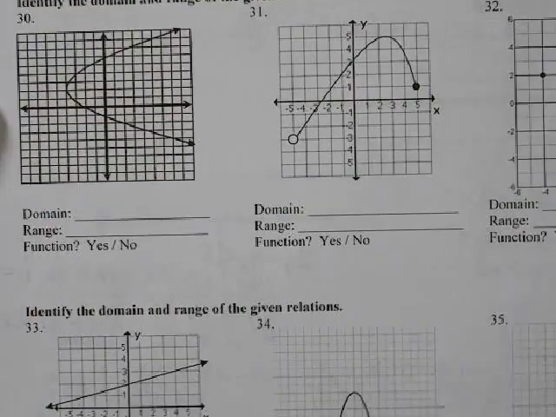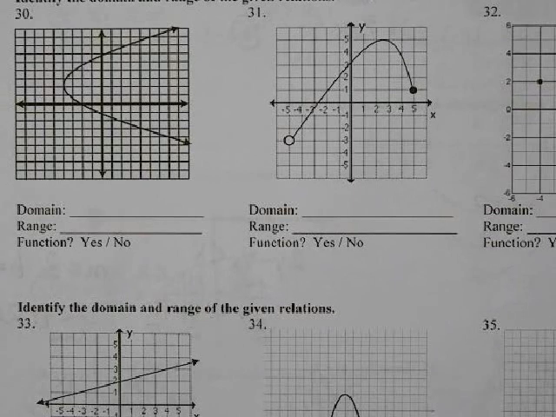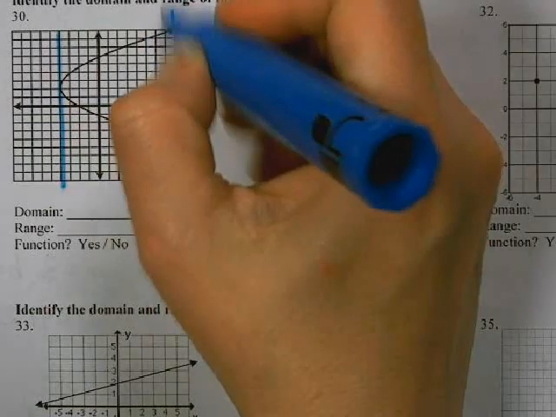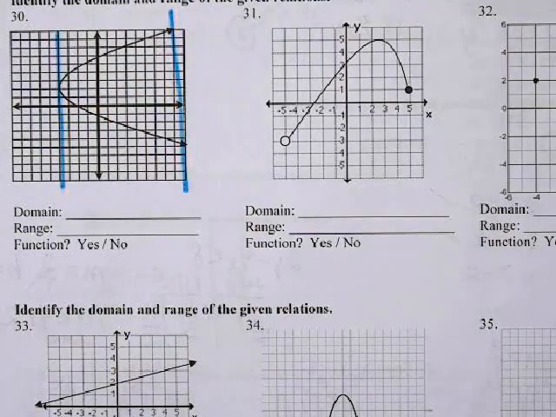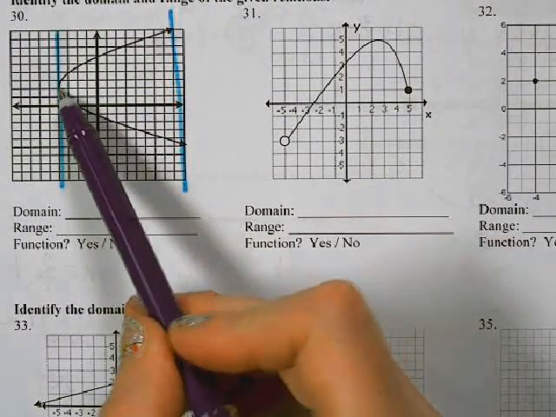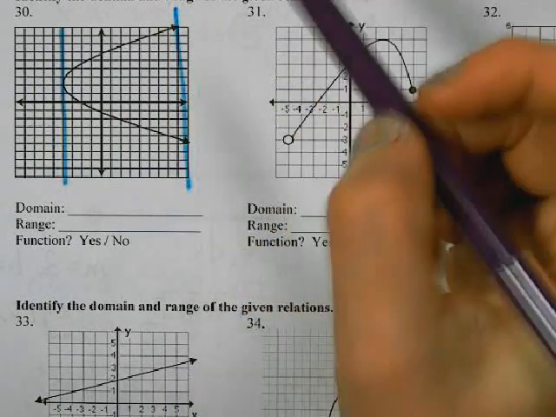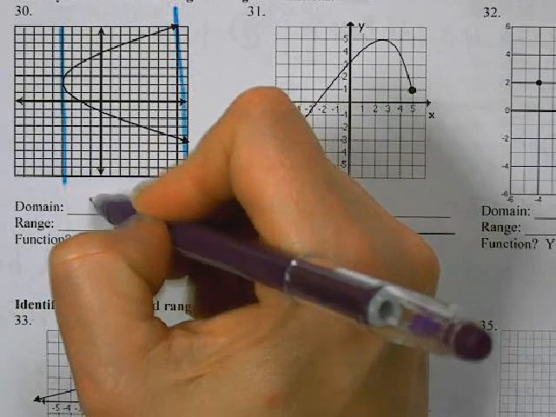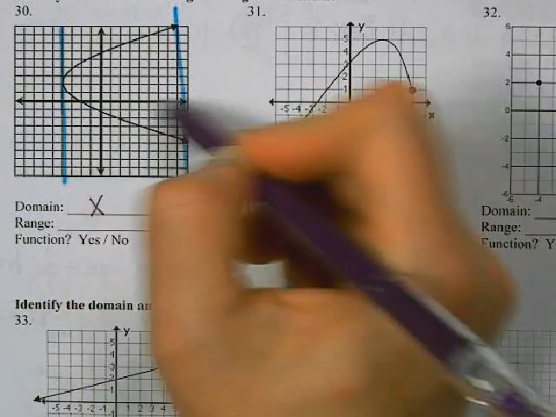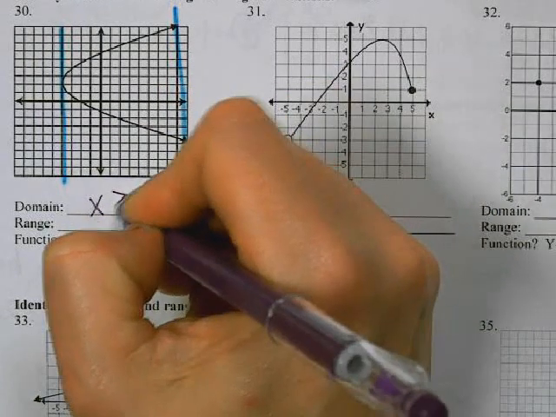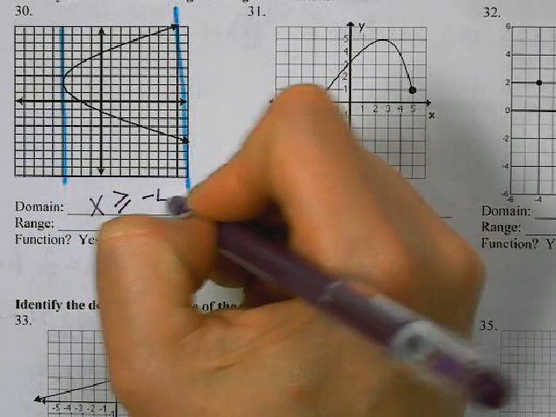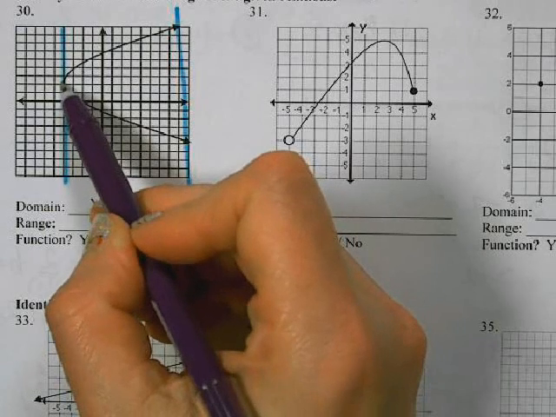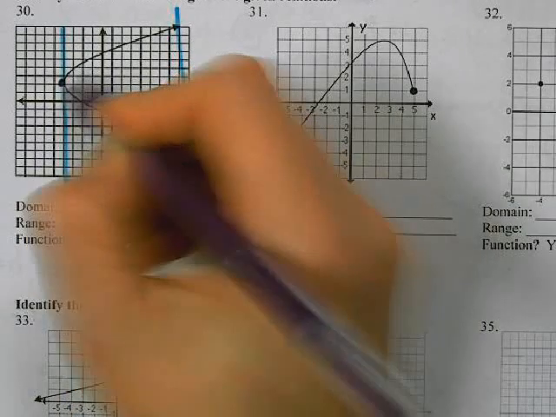Okay, so the last section is over domain and range. So let's look at example 30. On example 30, we're going to draw the sides of it for domain. And if you notice, on the left side there's no arrows, but on the right side there are arrows. So this is at negative 4. So we say x, and the arrows are on the big side. So we say x is bigger than or equal to negative 4. We say or equal to because it's got a solid dot on this blue line right here.